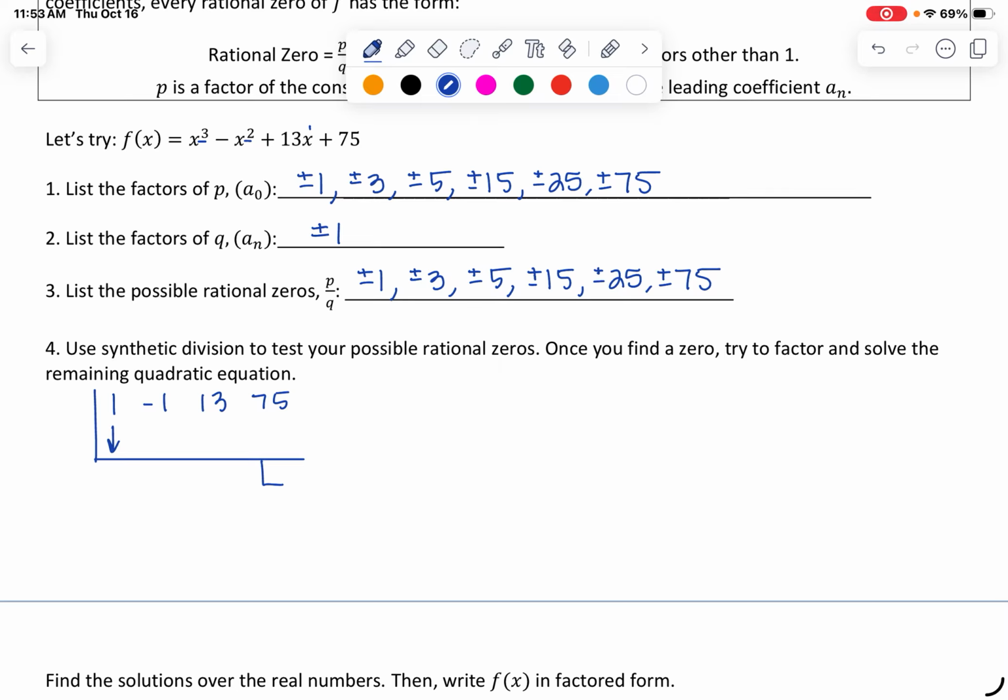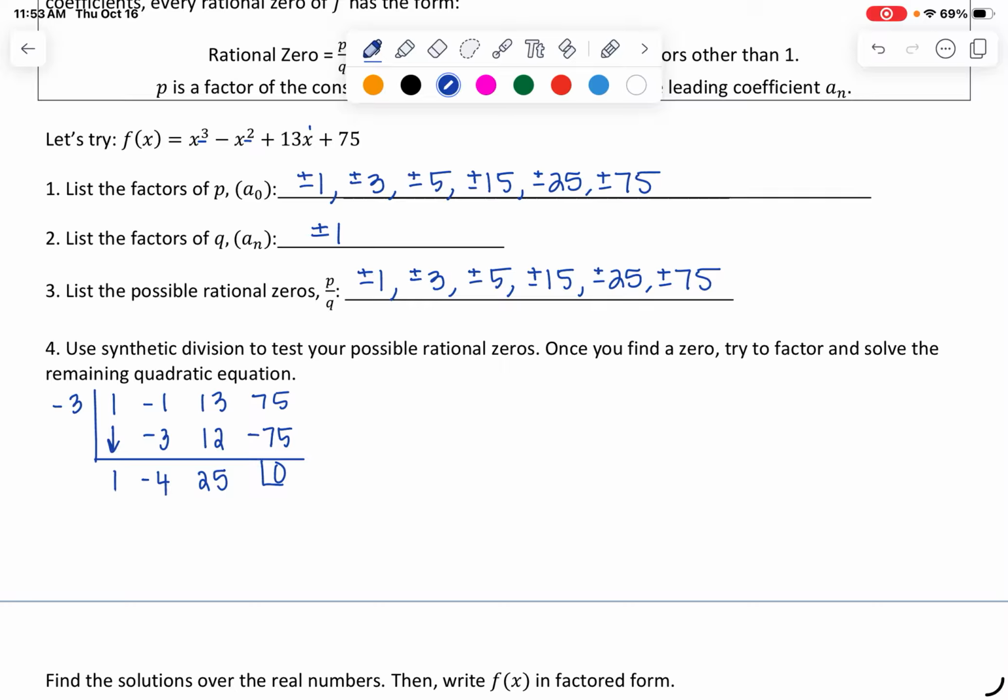All right, I'm at 3. So 3, drop that, that's a 1, multiply, that's 3, 2, 6, 19. 19 times 3 is not negative 75, so no. I'll try negative 3. 1 times negative 3 is negative 3. Adding, I get negative 4. Multiplying, I get 12. Here we go. Adding, I get 25. Multiplying, I get negative 75. Adding, I get 0. Fantastico. Okay, so now I know that negative 3 is a 0. So that is one of my solutions.